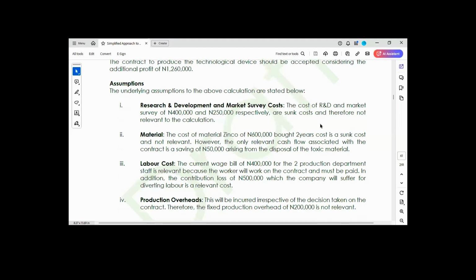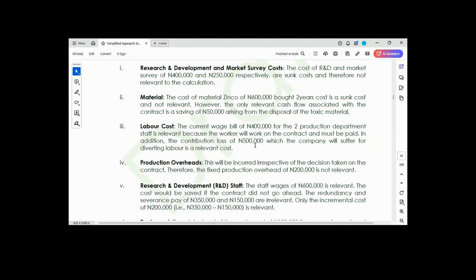Number two, we have material zinco. So the cost of material zinco of 600,000 naira bought 2 years ago is a sunk cost and not relevant. However, the only relevant cash flow associated with the contract is a saving of 50,000 naira arising from the disposal of the toxic material. Okay, that's our assumption on material zinco.